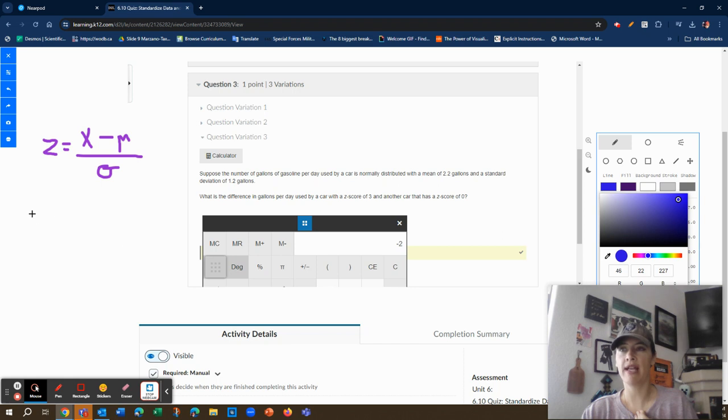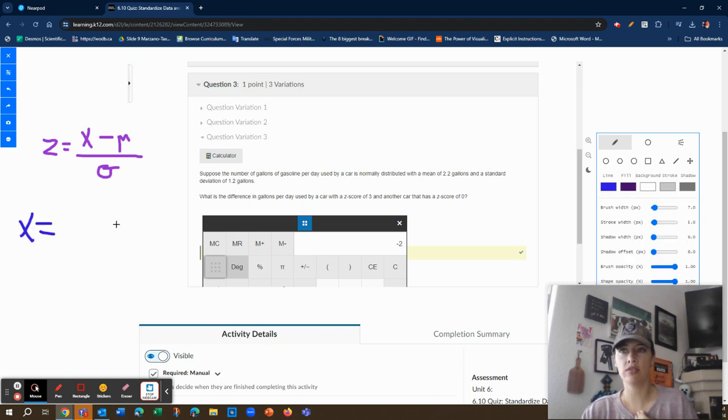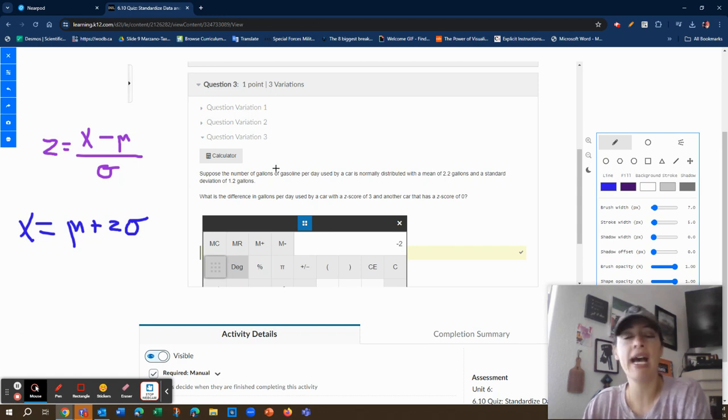We're going to solve for x and find the raw score data, and that's going to be the mean plus the z-score times sigma, the standard deviation. We're going to have to do that twice because they're having us compare. Okay, so here we go. That's the calculation that we're being asked to use, the what and the how.